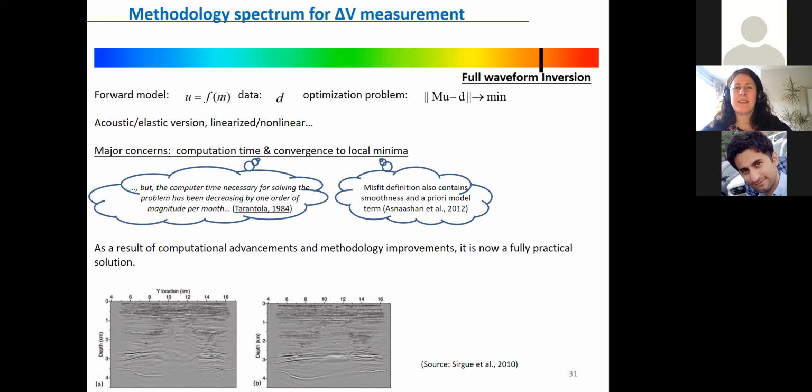So the main issues for these methods for many years were two. Okay, so the first issue was computational time. Why? Because for every new model that you assume, you need to compute synthetics, and that takes a long time. And the second issue was that when you look at the objective function, because there are so many unknowns, you have a lot of local minima in the objective function, so you might be trapped in these local minima.